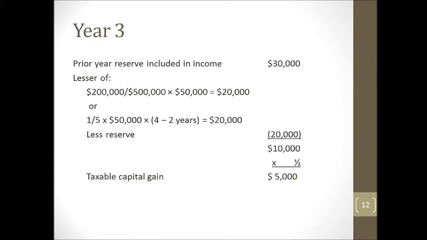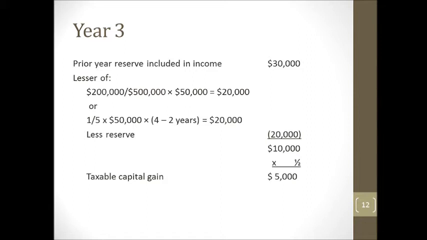Moving on to year 3, we start off by adding back last year's reserve of $30,000. Then we calculate the new reserve for year 3. Now, working through the calculations, we arrive at a reserve of $20,000 for year 3. This results in a net income inclusion of $10,000 of the capital gain, of which again 50% is taxable.